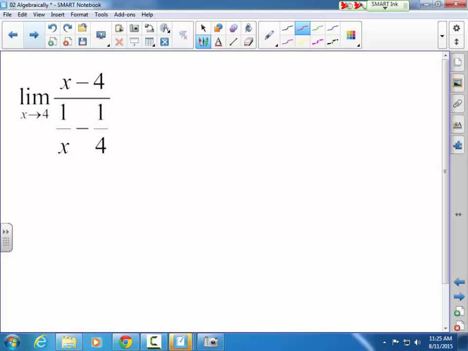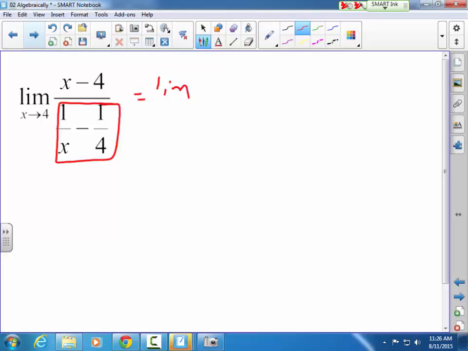Now, there's a lot of things you can do, a lot of things that people teach you to do, but I want to get rid of these two fractions. I want to actually make those into one fraction, and then everything y'all are wanting to do is going to fall into place, okay? So how can I make these two fractions into one fraction? Get a common denominator, if that rings a bell to you. But we've got to do the indicated subtraction.